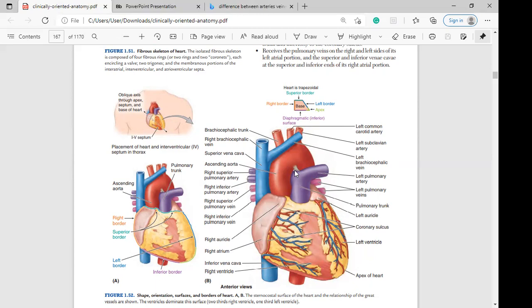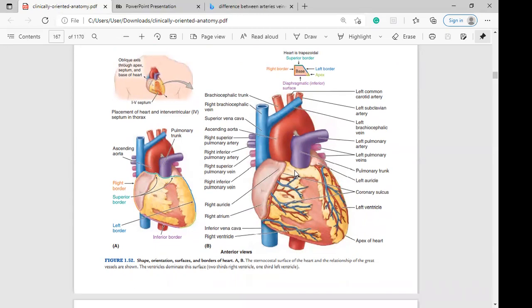So that is what you need to know about the parts of the heart. There is one thing you need to know. Look at this small diagram here.